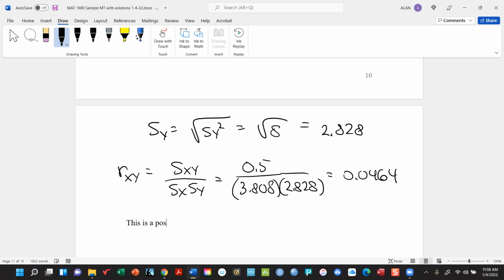This is an extremely weak positive relationship. That's how we would describe this. In fact, it's so weak that the two variables are almost independent of each other. That's awfully close to zero. But it didn't ask for that. It just wanted to know what is the sample correlation coefficient. Okay. All right.